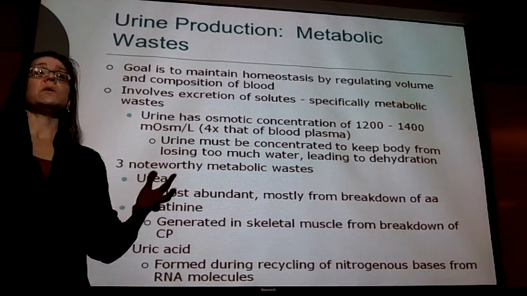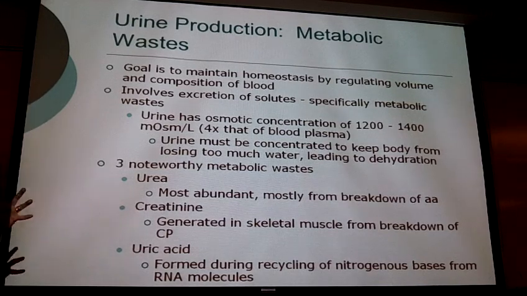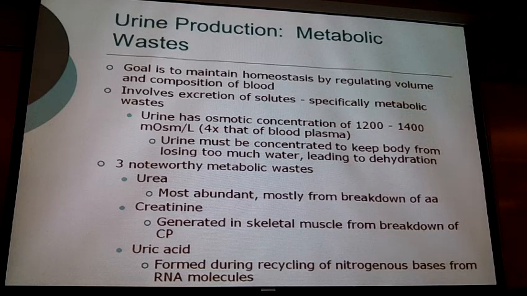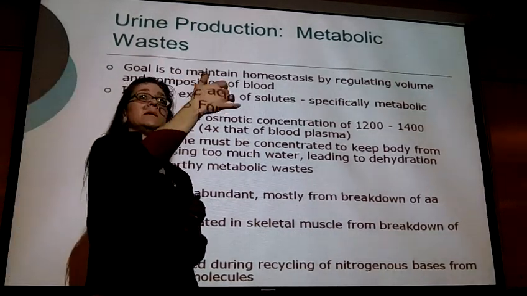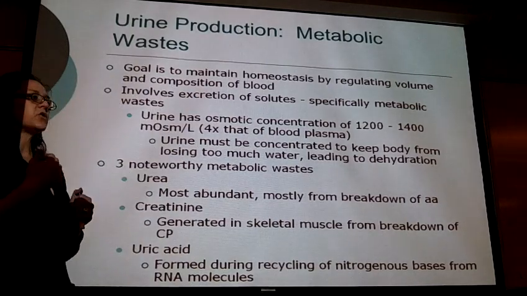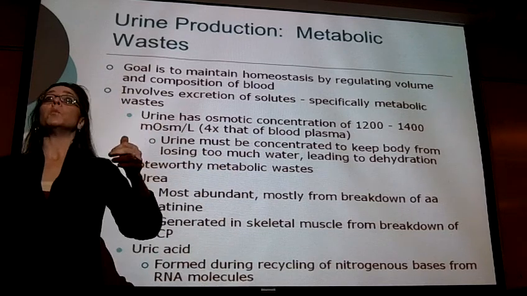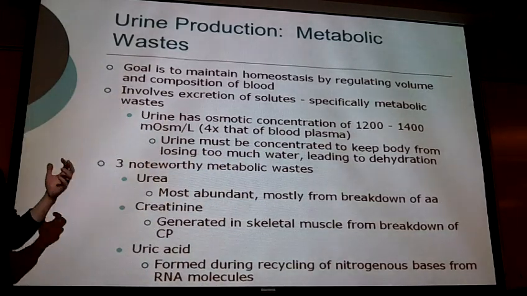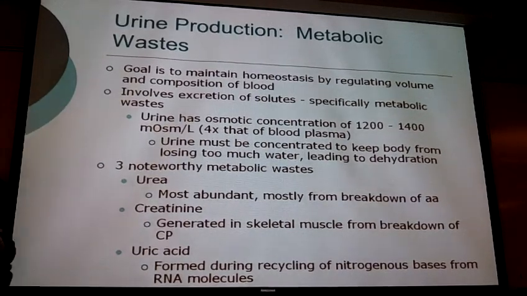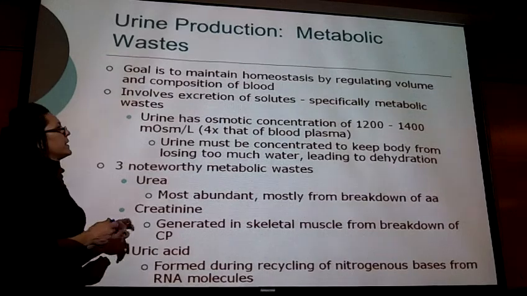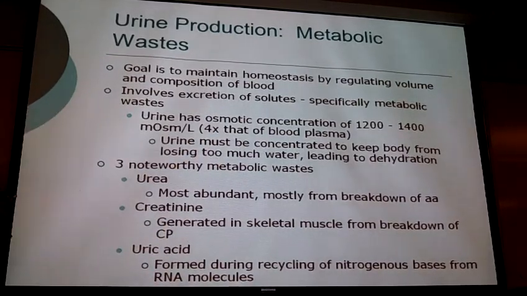So it's going to be mostly water with some things dissolved in it. So it's going to look very similar to blood plasma. But as that filtrate travels through the tubule, through the PCT, the loop of Henle, the DCT, and collecting duct, it's going to start to look less and less like blood plasma and more like urine. And the main difference is urine is going to be far more concentrated than blood plasma is. It's going to have about 4 times the osmotic concentration of blood plasma.